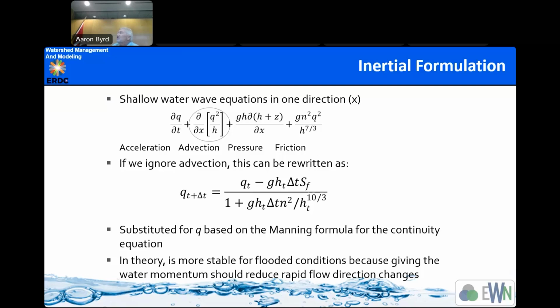And so it does a magical thing. It kind of gets rid of that problem where you have the little oscillations, because it's not purely based on the depth of water anymore. It now includes the momentum of the water flowing. So it's going to tend to keep flowing in the direction it's going. It's going to have some persistence, and it provides more stability in flooded conditions.